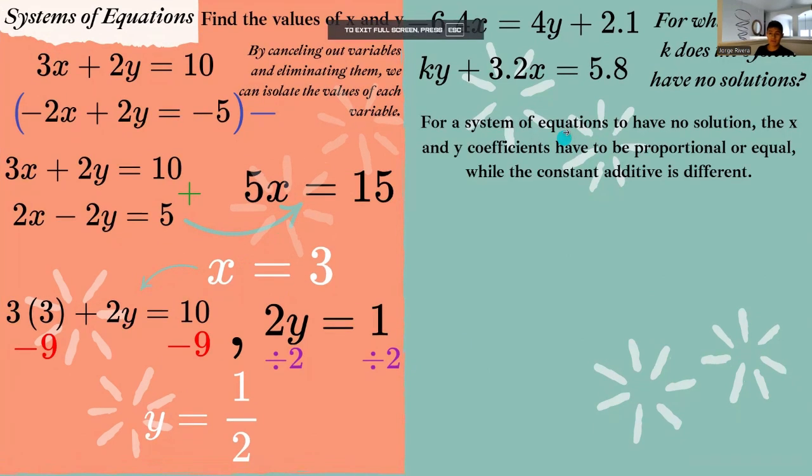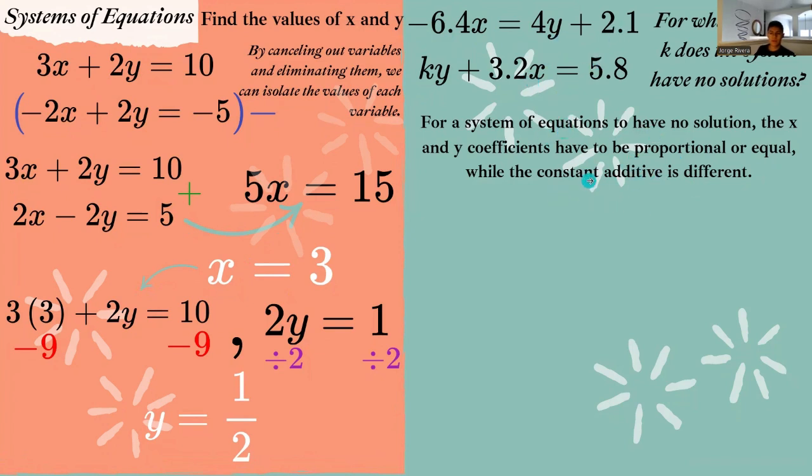So for a system of equations to have no solution, the x and y coefficients have to be proportional or equal, while the constant additive is different. What that is basically saying is that the coefficients are just the numbers in front of the x or y. So negative 6.4 is a coefficient, 4 is a coefficient, over here 3.2 is a coefficient, and k is a coefficient. Now we don't know what k is. We need to find which value k has to be in order for these equations to never be the same.